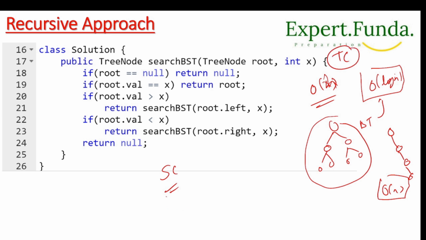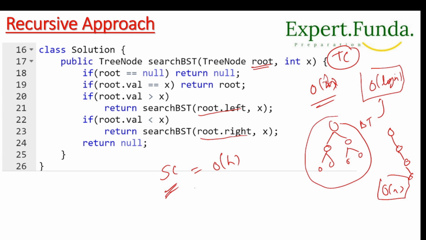When we are talking about the space complexity, it becomes O(h) due to the recursive calls we are doing. First we call the parent level, then we go with the left one, then we go with the right one. So the space complexity becomes O(h), because of the recursive call stack.